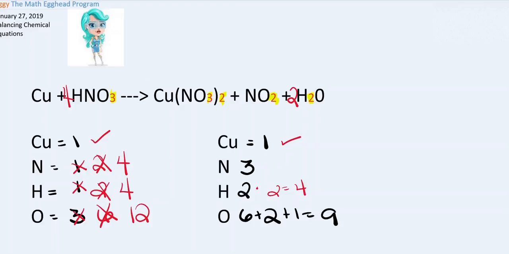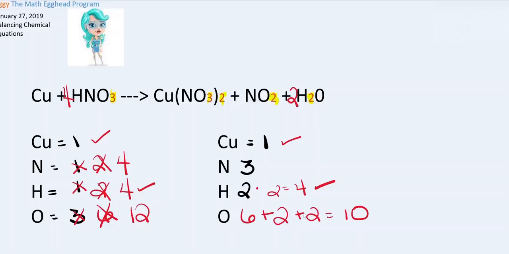Now my oxygen changes. So instead of you crossing and multiplying, I just want it to be a little clear here. Let's count my oxygens again. Oxygens here, this is a 6. Here it's 2. Here it's 2. So it's 10. Okay, so this is balanced. This is balanced. Now, nitrogen is still not balanced.